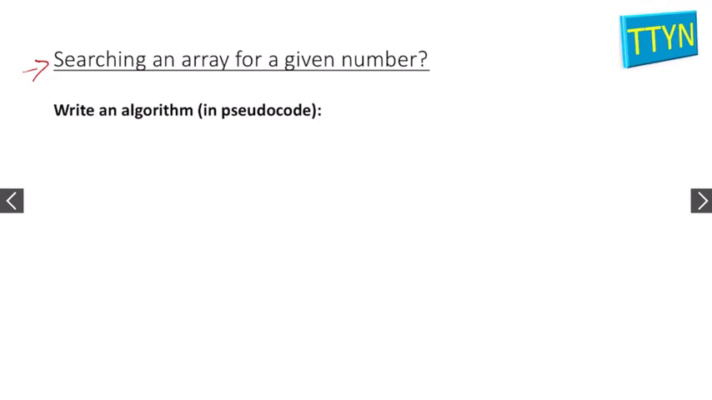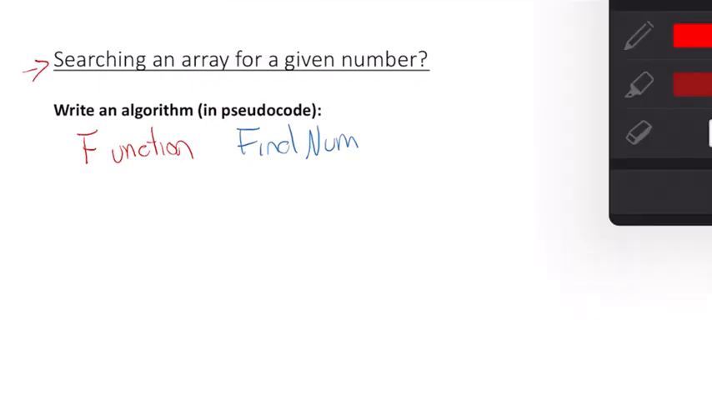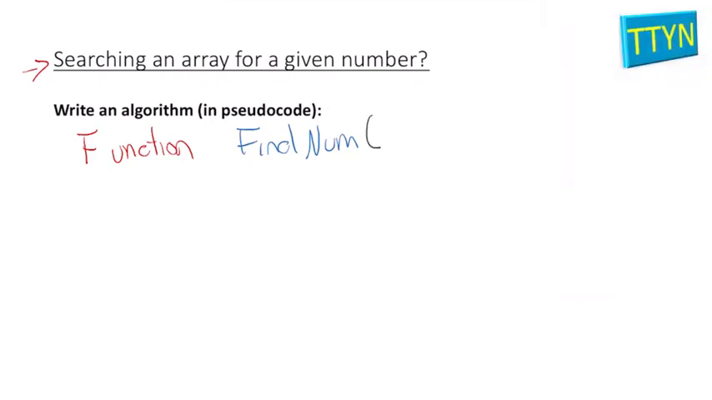So we'll have a function, and let's just call it the find num function. And let's say that that function takes two variables. So we said it takes an array because we're going to search in an array, and it's going to search for a given number, so we have to pass in a number that we're searching for. Alright, so there's our function definition.